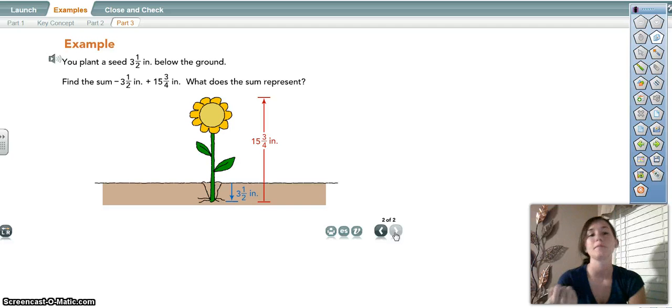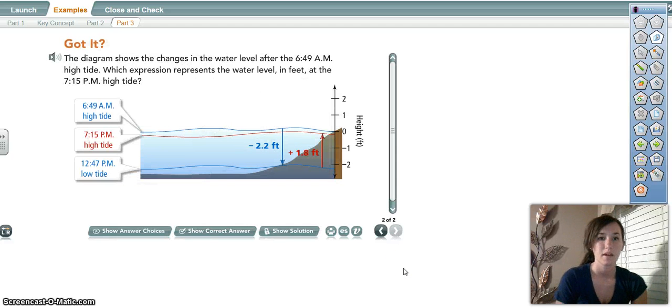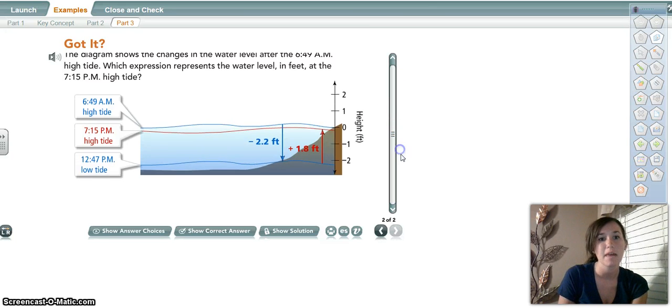Last example. The diagram shows the changes in the water level after the 6:49 a.m. high tide. Which expression represents the water level in feet at the 7:15 p.m. high tide? Okay, so we start out in the morning, and so that's a 0. We drop to the afternoon, and then in the evening it goes back up.